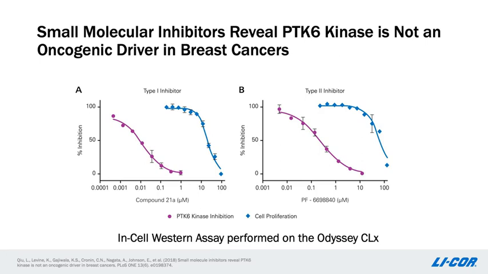This example demonstrates how the in-cell Western assay performed on the Odyssey CLX can be useful to determine whether a protein target is involved in driving tumor growth. Two compounds, a type 1 and type 2 inhibitor, were used to inhibit the activity of PTK6 kinase, and the IC50 was calculated in a breast cancer cell line. Based on the IC50, inhibition of PTK6 kinase was determined to not be an oncogenic driver of breast cancer, and therefore would not be a good therapeutic target.